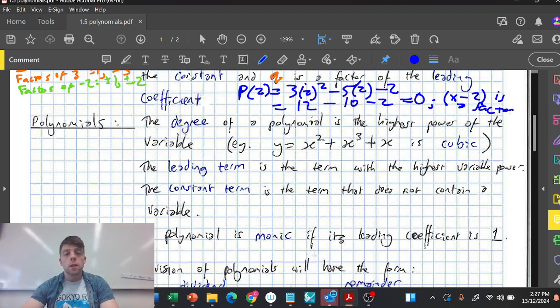The degree of a polynomial is the highest power of the variable. So if we look at this one here, it doesn't matter that the x cubed term is second in this little sum here, because it's the highest power, it is a cubic.